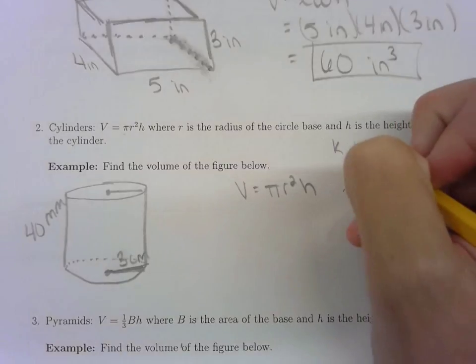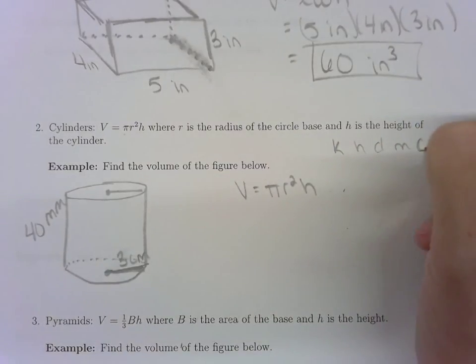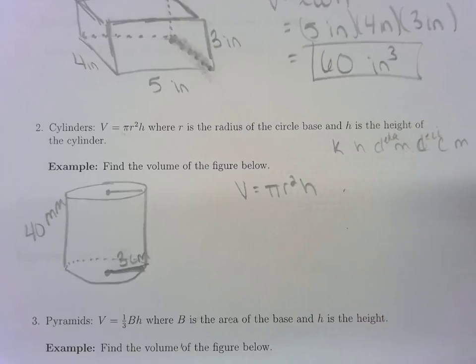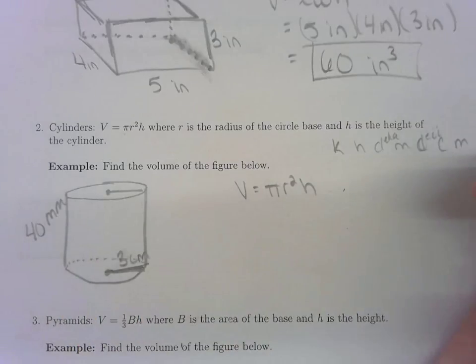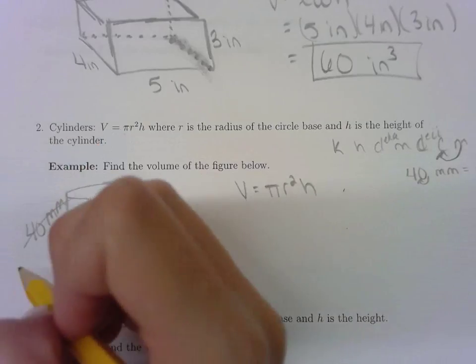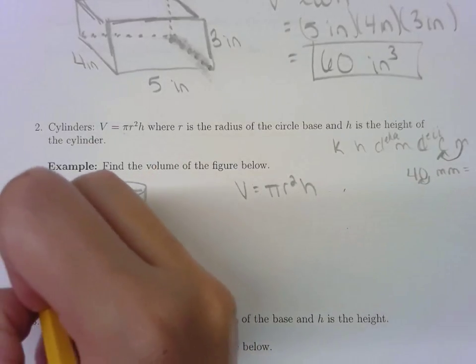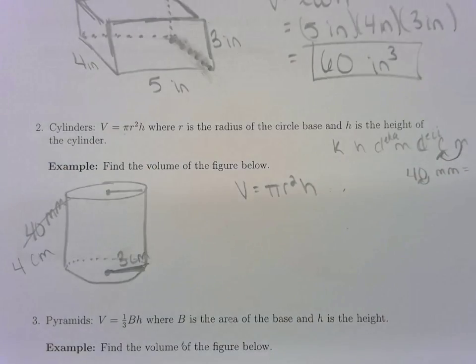So just over here in the corner, King Henry died Monday, drinking chocolate milk. This is deca, this is deci. Let's go ahead and change the millimeters to centimeters, just because I don't like this 40. It's just a little bit harder to multiply. Okay, so we have 40 millimeters is the same as, it says to take the decimal and move it to the left 1 place. That would be the same as 4 centimeters. I'm going to mark that off and put 4 centimeters.